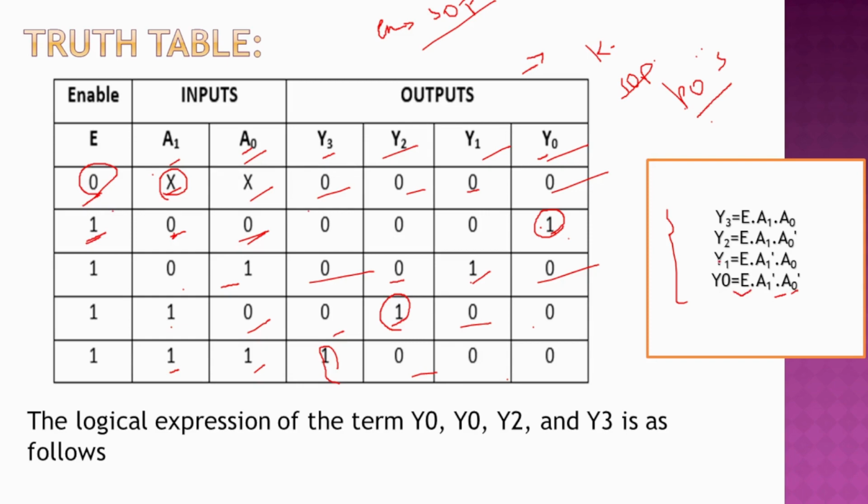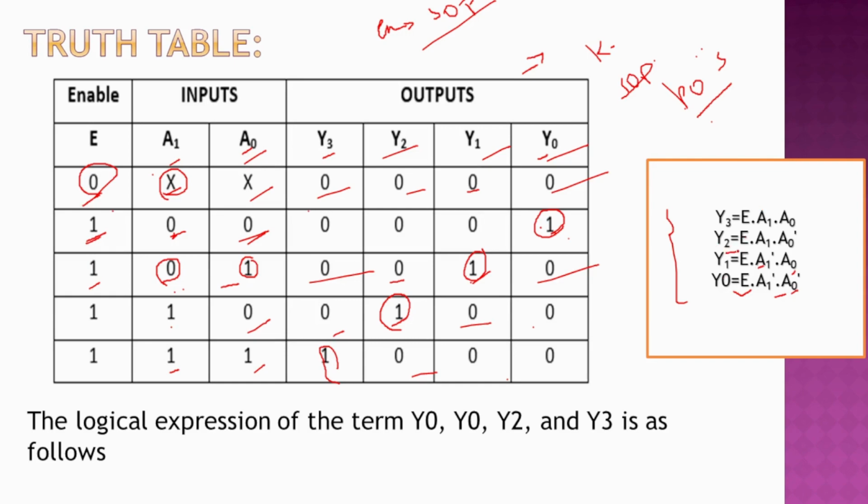And next, y1 is equal to e when e is equal to 1 and a1 dash is equal to 0 and a0 is equal to 1. See here, y1 is equal to 0. During this time a0 is equal to 1, that's why we will mention a0, and a1 is equal to 0, so you need to mention a1 dash. Afterwards the enable pin is 1, so mention it as it is, e.